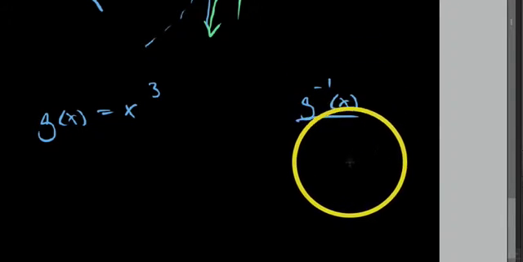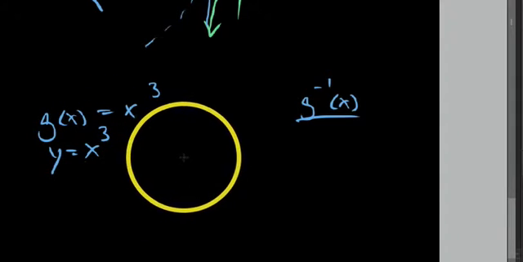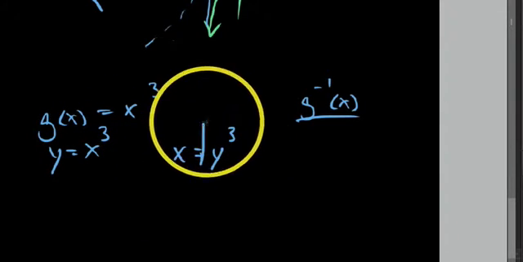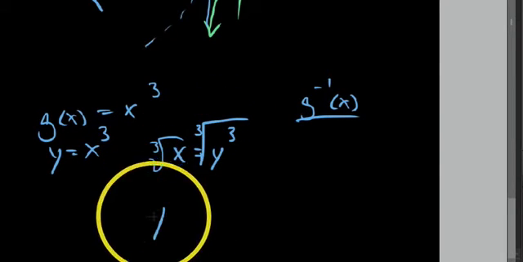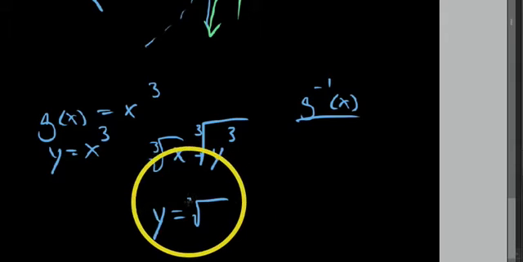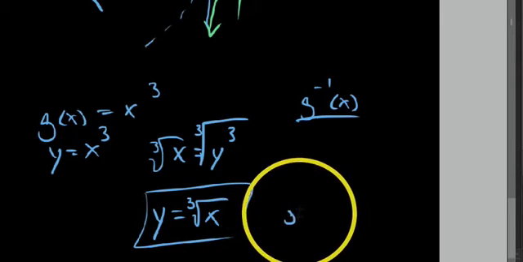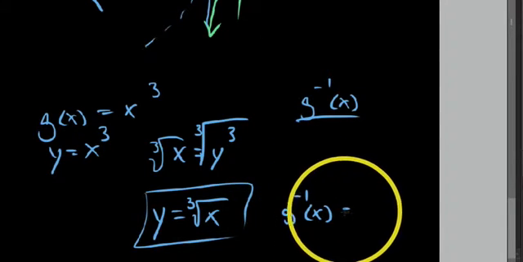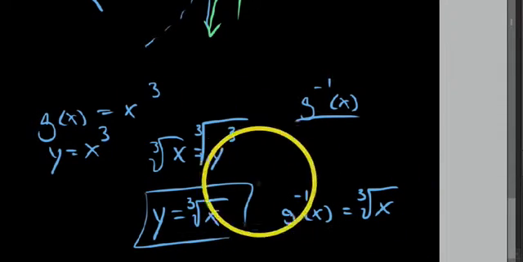We'll take y equals x cubed, switch the domain and range, so we get x equals y cubed, and to solve this we'll take the cube root of both sides, and we get y equals cube root of x as our inverse function. So in other words, g inverse of x equals the cube root of x. And you know what, I'm having fun with this. Let's go ahead and prove that they're inverses.